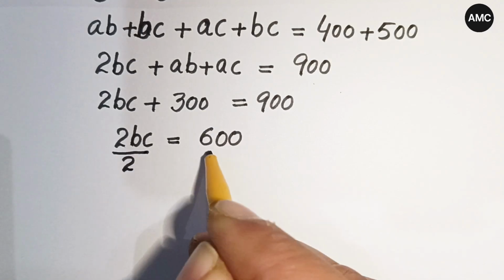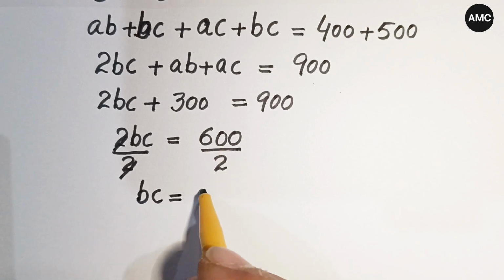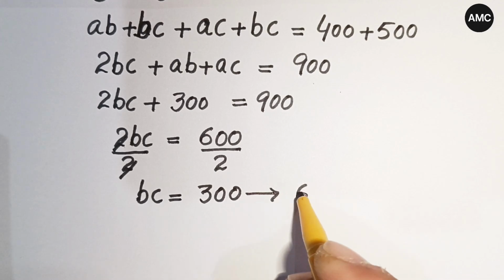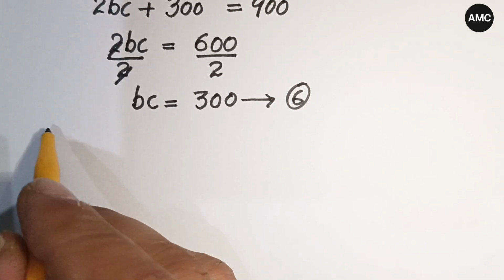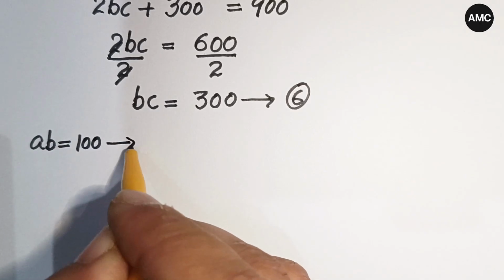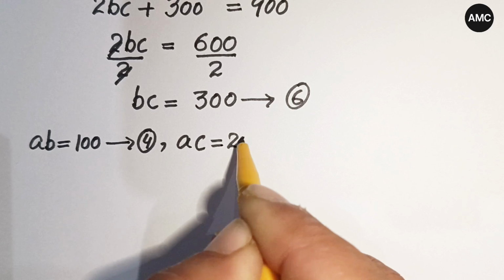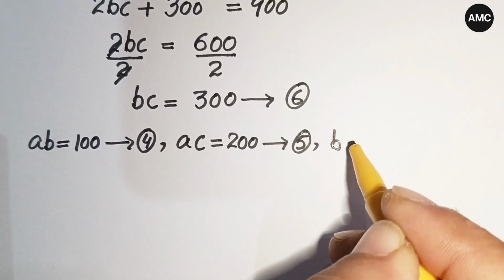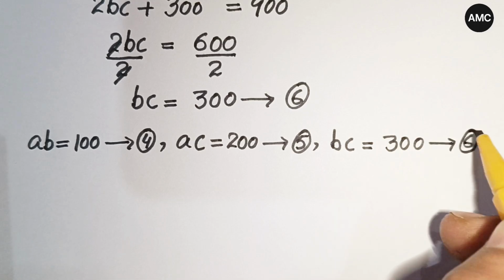By dividing by 2 on both sides, this 2 is cancelled, we get BC is equal to 600 divided by 2, so it is equal to 300. It is our equation number 6. Now from equations 4, 5 and 6, we have 3 values. AB is equal to 100, it is our equation number 4. Similarly, equation 5 is AC is equal to 200, and equation number 6 is BC is equal to 300.